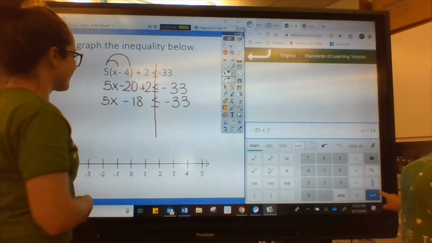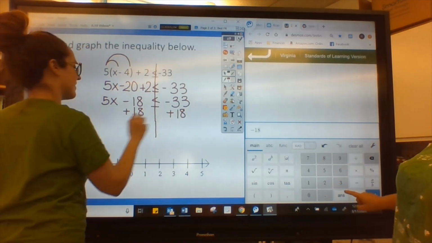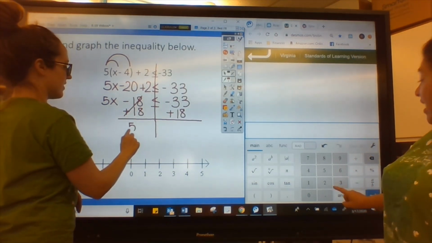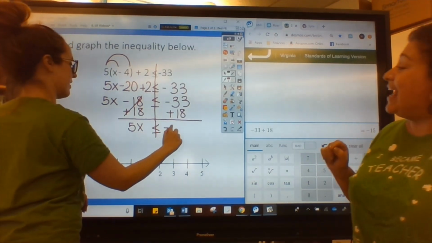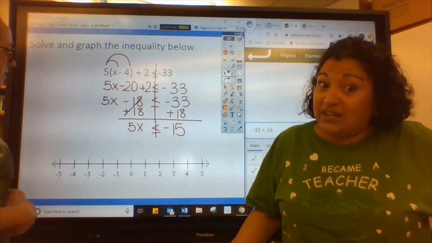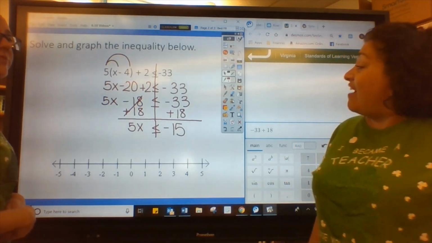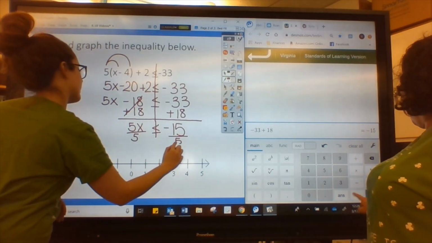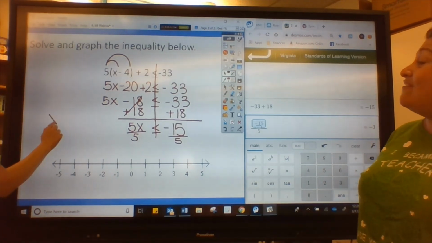So what are we going to do? So I'm going to take negative 18. And I'm gonna, oh, sorry, I did that wrong. Negative 33, and I'm gonna add 18, and that gives me negative 15. We've got a 5 with our x, so we're gonna divide by positive again. Oh, I should have made this a negative. We should have, but that's all right. We'll talk about it later. So we'll divide by that 5 on each side. Negative 15 divided by 5 gives us a negative 3.